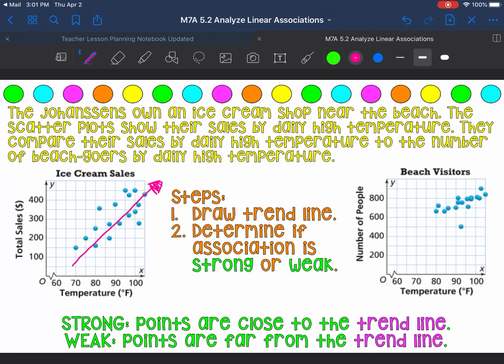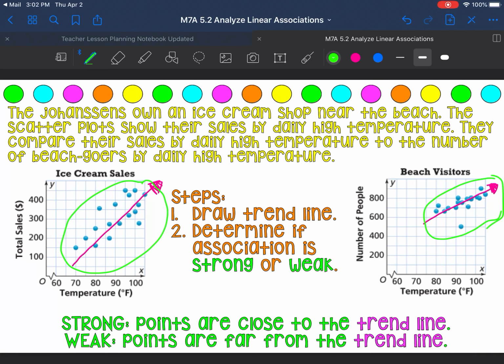Okay, and then I'm going to do another one. Remember, your trend line doesn't have to start at 0. Your trend line is going to go in the direction of your plots. So for this one, this one's hard because they're so close. We're going to estimate my trend line a little lower, right about there. Now, here you can see we have 2 different types of trend lines. Right here in my ice cream sale trend line, my dots are a little bit further spaced than over here on my beachgoers.